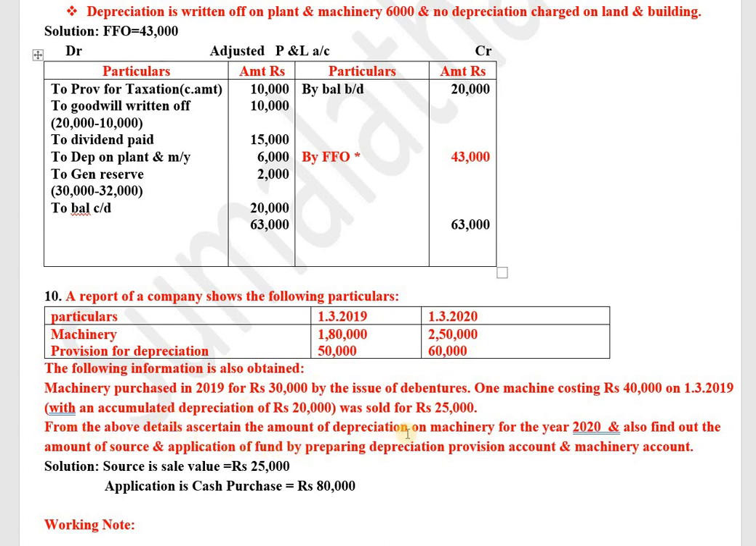From the above details, ascertain the amount of depreciation on machinery for the year 2020 and also find out the amount of source and application of funds by preparing depreciation provision account and machinery account. See, here they have asked you to prepare only the depreciation provision account and machinery account. Only this has to be done. This we will be discussing in the next class. You all can keep the question ready. I'll analyze and solve in the next class.